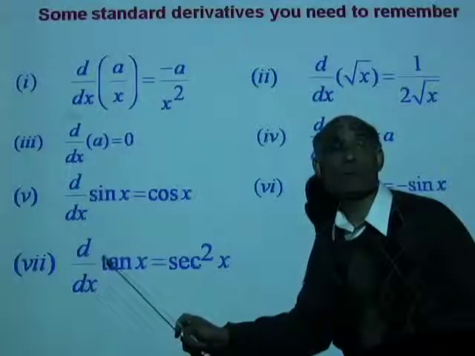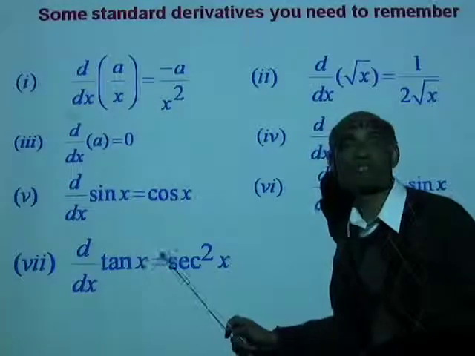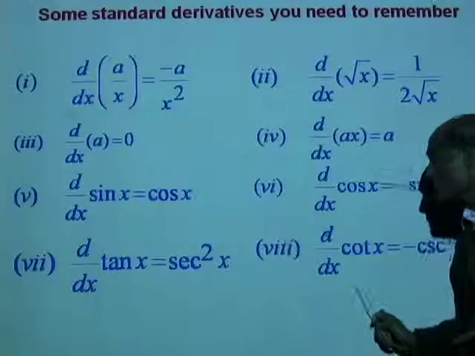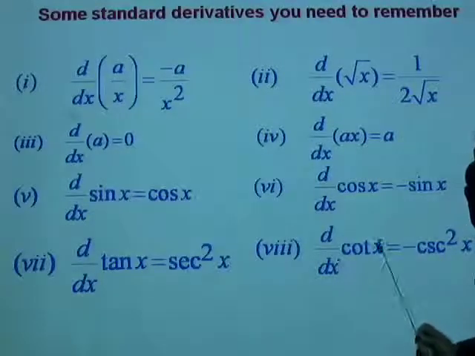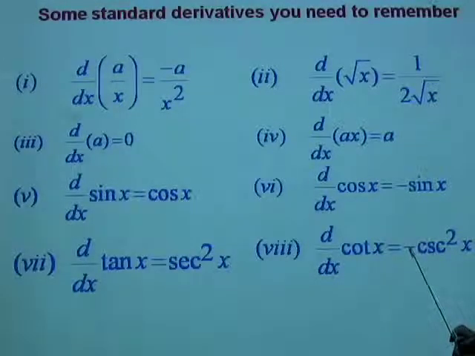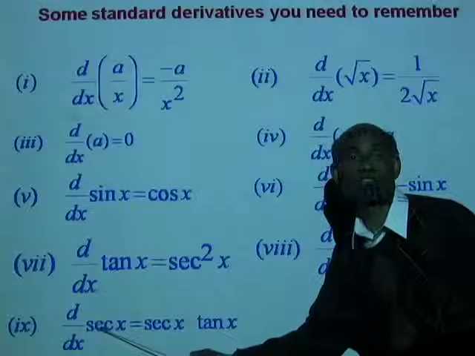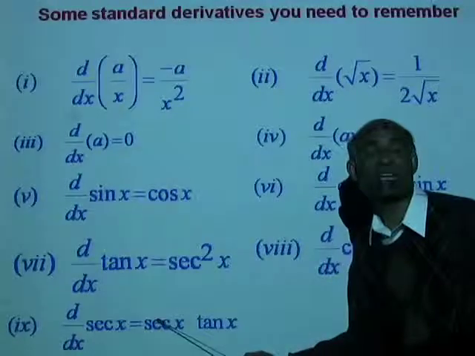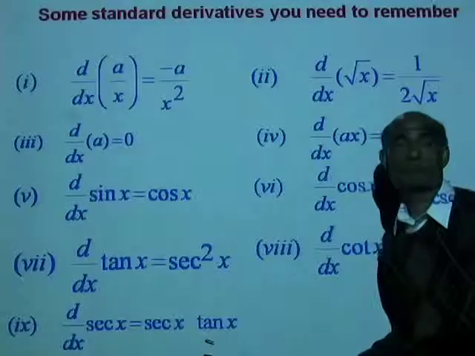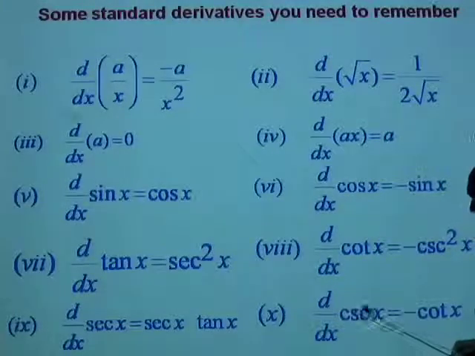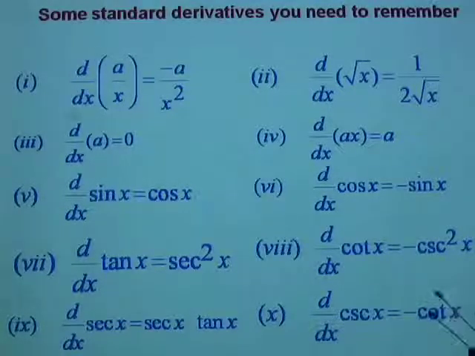The derivative of tan x with respect to x is secant squared x. The derivative of cotangent x with respect to x is negative cosecant squared x. The derivative of secant x with respect to x is secant x tan x. And finally, the derivative of cosecant x is negative cot x cosecant x.